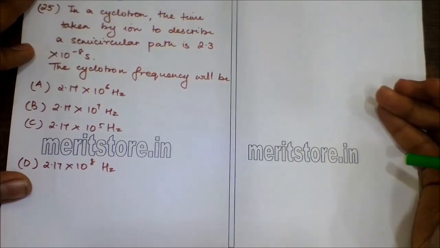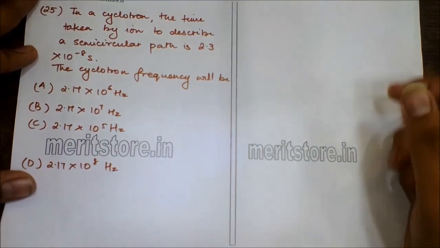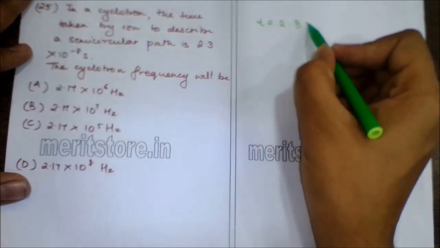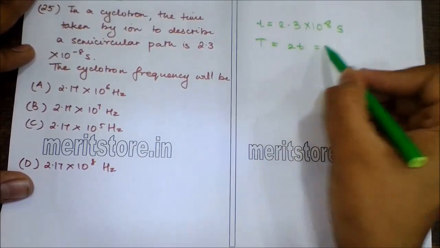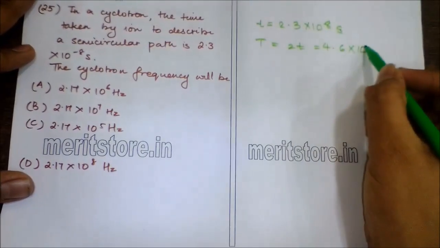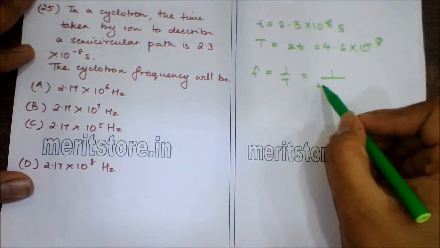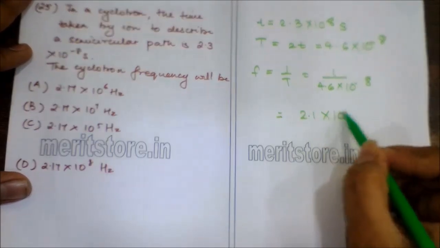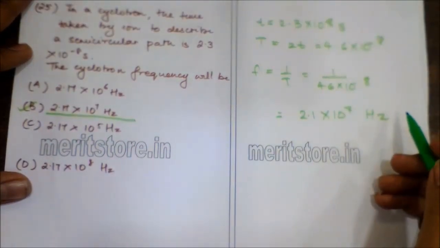Question number 25. In a cyclotron, the time taken by ion to describe a semicircular path is 2.3 into 10 raised to minus 8 seconds. The cyclotron frequency will be. Now to calculate the cyclotron frequency, time is 2.3 into 10 raised to minus 8 seconds. T is equal to 2t, which is equal to 4.6 into 10 raised to minus 8. f, that is frequency, is 1 by T, is 1 upon 4.6 into 10 raised to minus 8. On solving, we get 2.1 into 10 raised to 7 hertz. So option B, 2.1 into 10 raised to 7 hertz, is the correct answer.